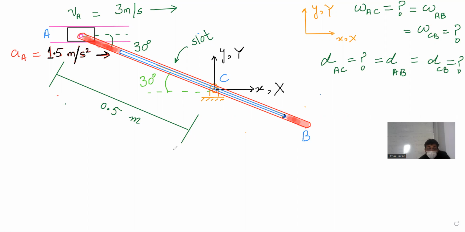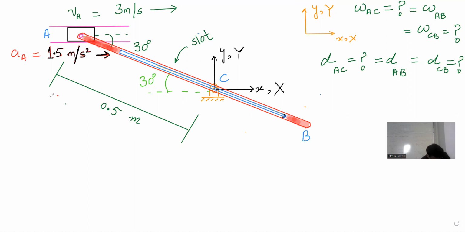So what I will do, I have to find the omega AC. I have to find the alpha AC. So let's get going. Everything is provided to me. In an exam setting, if you want to make your coordinate system here, I have no issues. If you want to make it here, or here, I have no issues, as long as you draw a coordinate system.